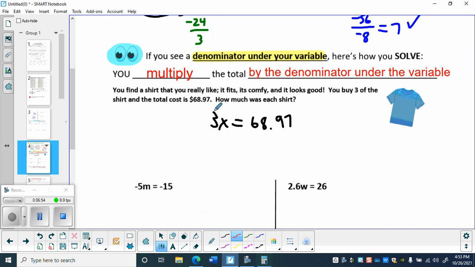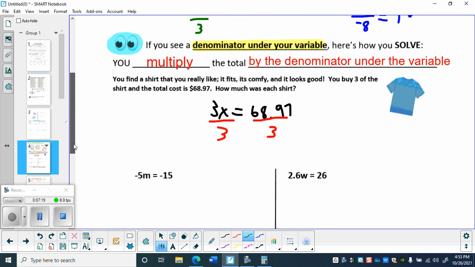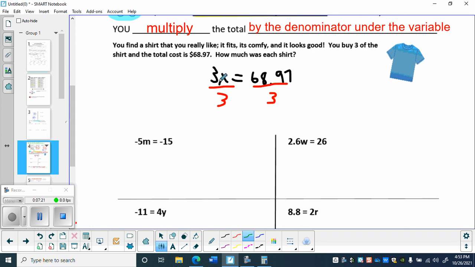When you see now a coefficient to solve, you just simply divide both sides by that coefficient. Notice this time the 3 is a coefficient. It's the number in front of the x. And you guys learned how to identify that back on this page. Right here, you guys would tell me that that 4 was the coefficient of my variable f. So a coefficient is simply a number right in front of a letter. And if you ever see one of those, you're just going to divide both sides by that number.